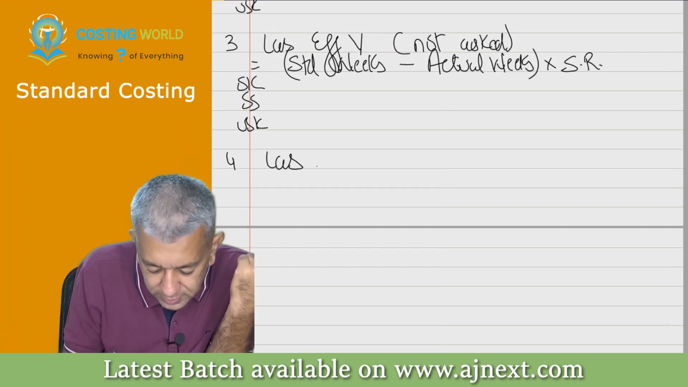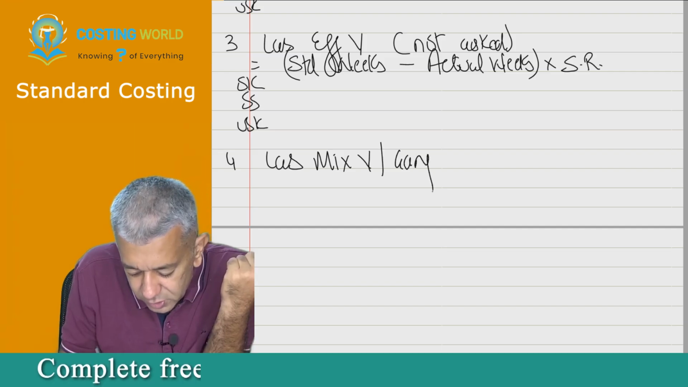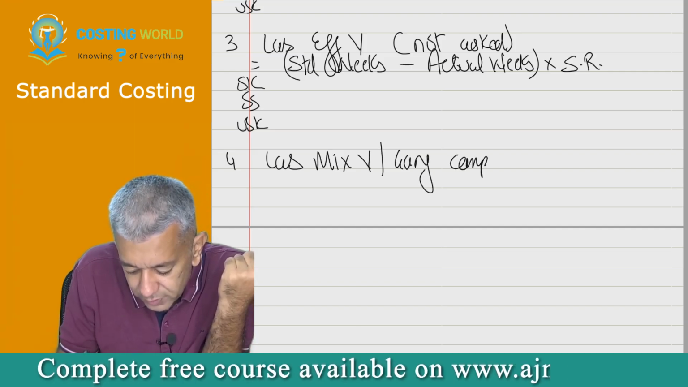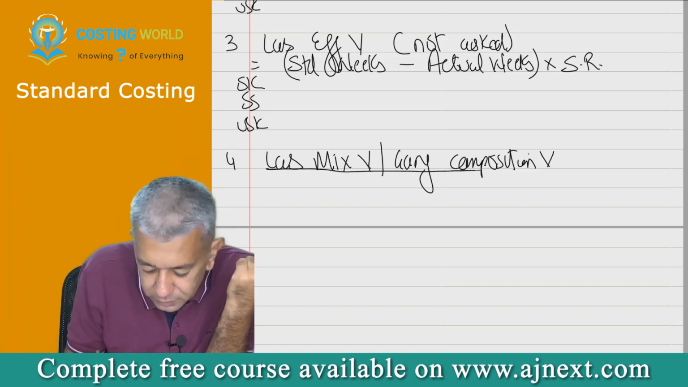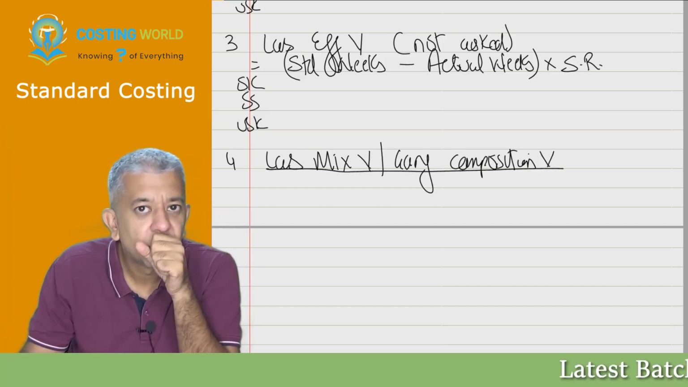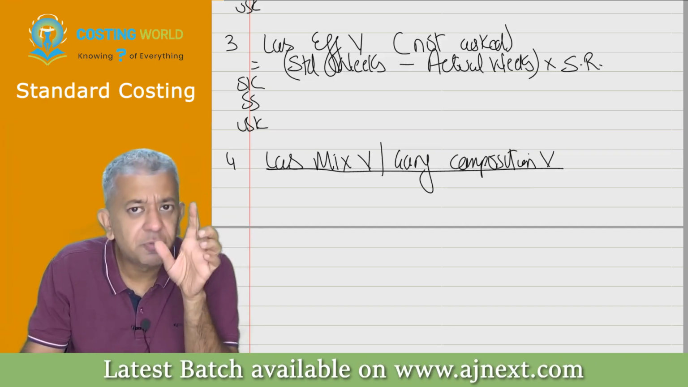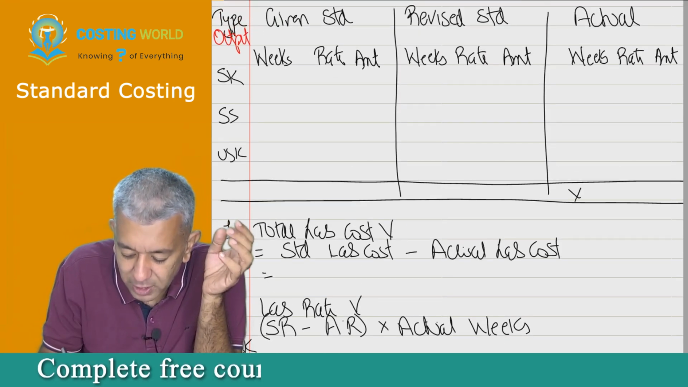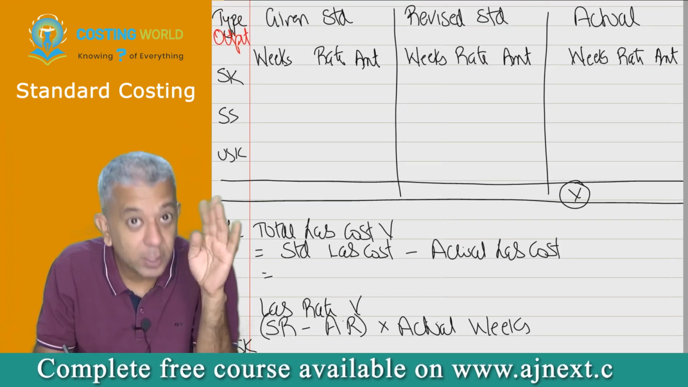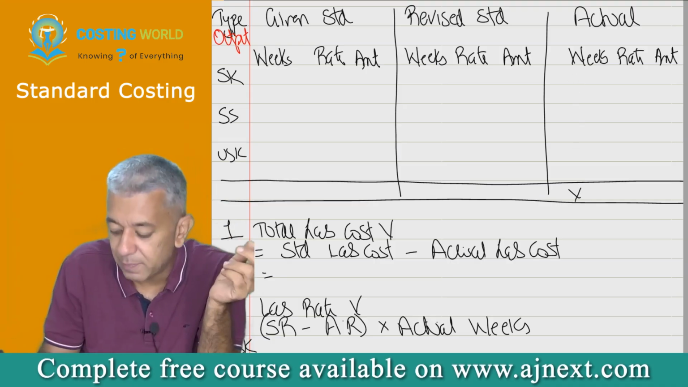Fourth, labor mix, or there is one other dangerous name, gang composition variance. What we used to be doing in that: what should have been the breakup of this? We'll try to compute that. What was the breakup of this? We multiply that particular thing by standard rate.